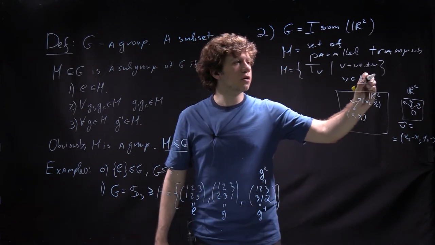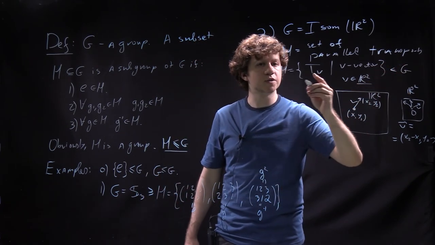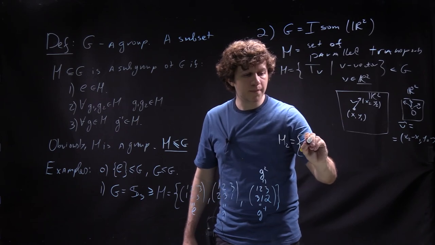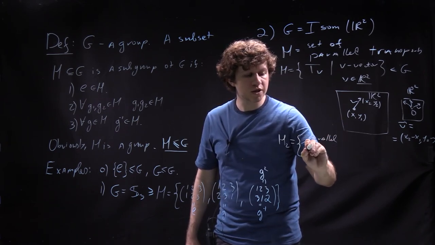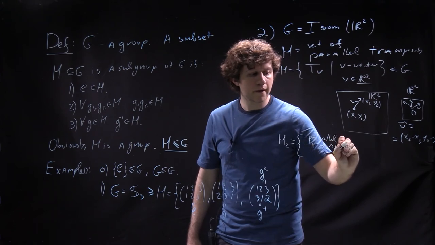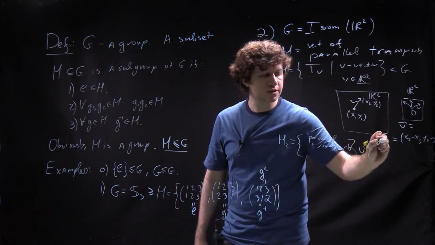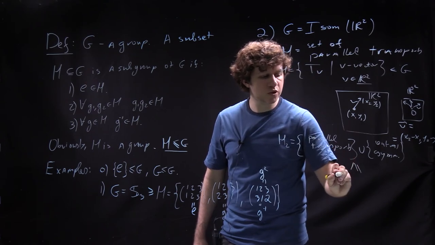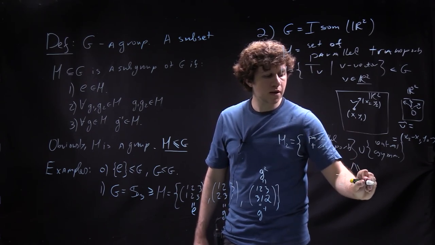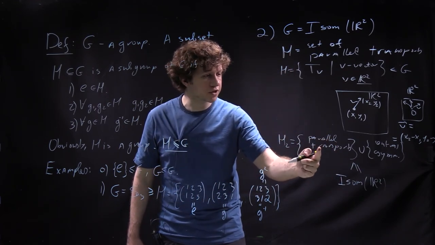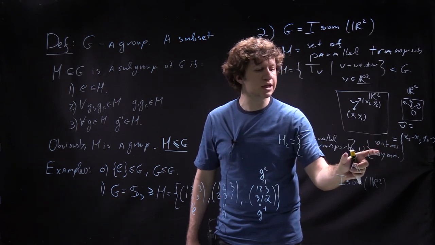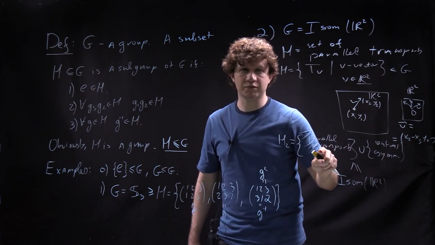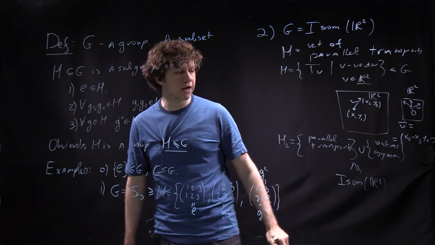This is because the composition of parallel transports is a parallel transport. And another example is maybe I can take, for instance, parallel transports, and then I can take its union with central symmetries. So that's also a subgroup of the group of isometries. And the reason is because if you compose two parallel transports, you get a parallel transport. You compose a parallel transport with a central symmetry, you will get a central symmetry. If you compose two central symmetries, you will get a parallel transport. So that's an example of a subgroup of isometries of R2.